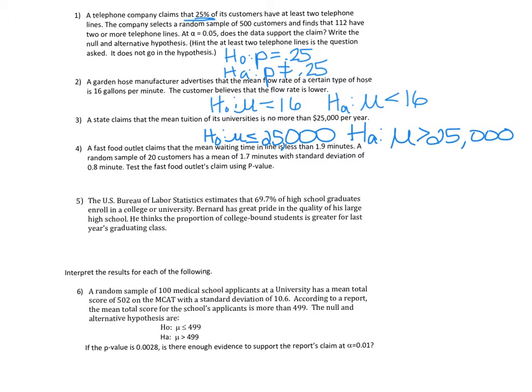Then number 4 says a fast food outlet claims that the mean waiting time is less than 1.9 minutes. A random sample of 20 customers has a mean of 1.7 minutes with a standard deviation of 0.8. Test the fast food outlet's claim using the p-value. So in this case, your H0, I'm not sure which one, hold on. Fast food outlet claims that the mean waiting time is less than 1.9. So the mean is less than 1.9.